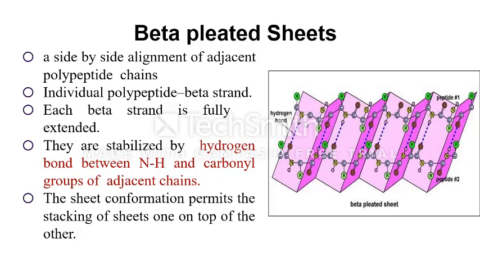Each beta strand is fully extended, right? It is fully extended. They are stabilized by hydrogen bonds between NH and carbonyl groups of adjacent chains. You can see here in this figure that there is a hydrogen bond formation between NH of one sheet and carbonyl of the other sheet. And the same is here. Amine hydrogen of one and carbonyl oxygen of the other. They are making hydrogen bonds. So the sheet conformation permits the stacking of sheets one on the top of the other.